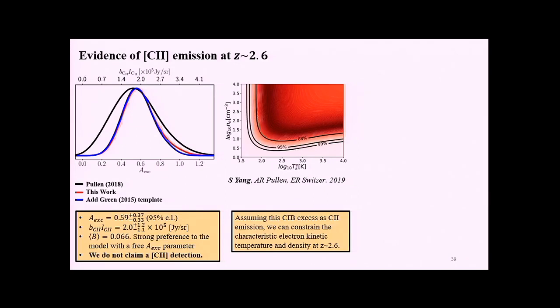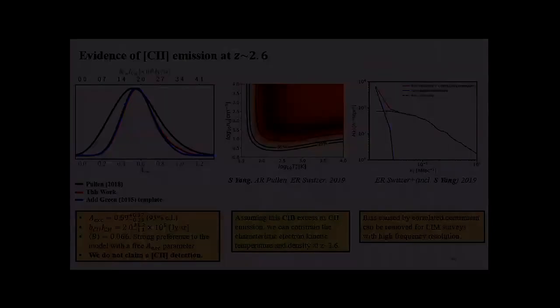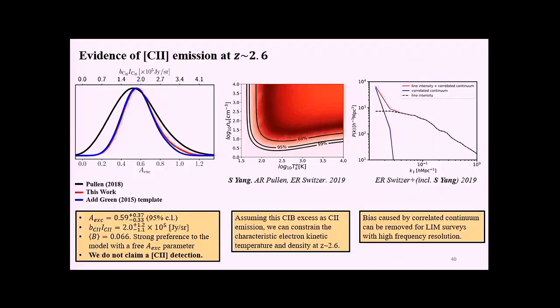Despite all those successes, we still do not claim a C2 detection in this work. This is because if the frequency, or say redshift, dependence of our CIB model is inaccurate, the CIB residual will bias our C2 measurement. But luckily, in 2019, a work led by Eric Switzer shows that in the future, since line intensity mapping surveys will have hundreds of frequency channels, unlike Planck that only has 3 frequency channels, we will be able to measure the 3D cross power spectrum instead of the 2D angular power spectrum. And the simulation shows that the CIB emission will only contaminate the lowest k-parallel modes. So in the future, people can simply remove the lowest k-parallel modes in order to get rid of the CIB contamination bias.